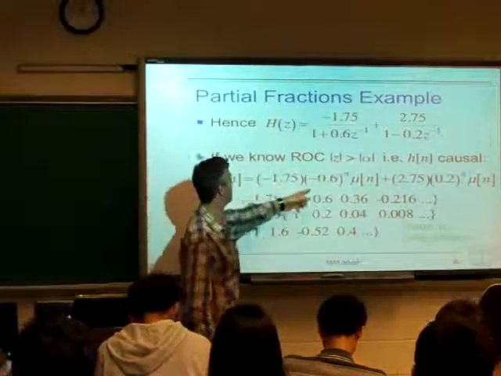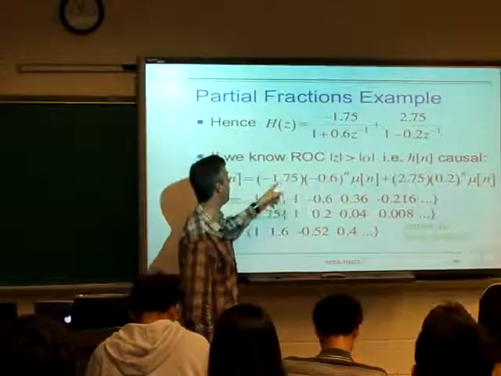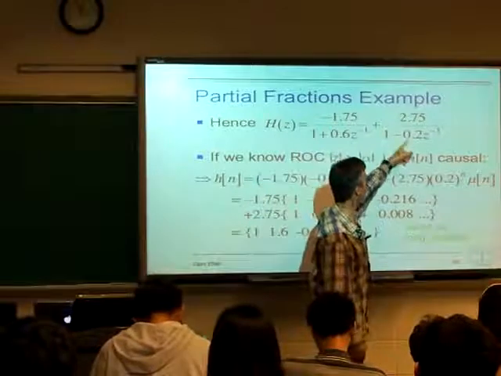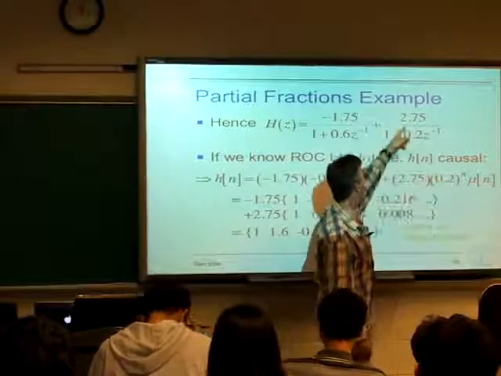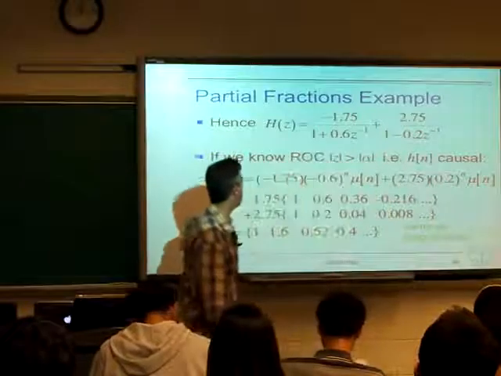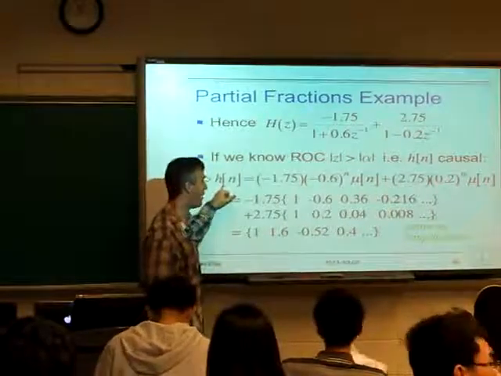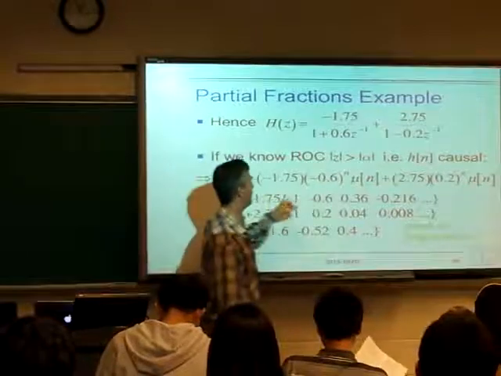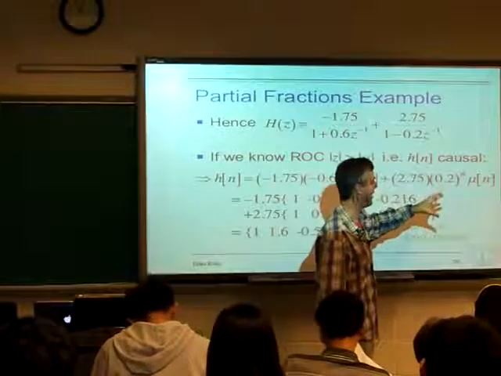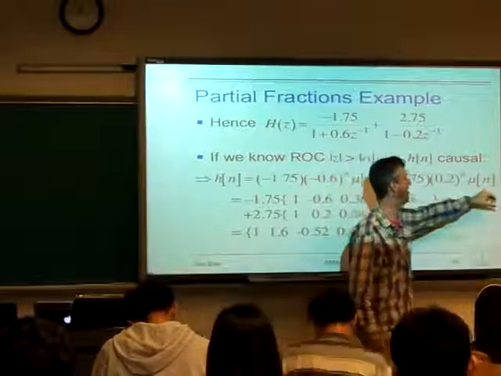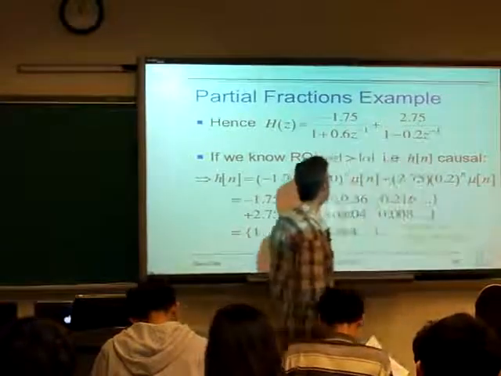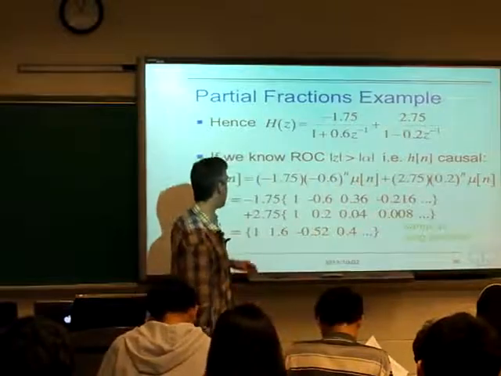So it's just lambda to the n, mu of n times the constant. And then this one similarly gives us lambda 2 to the n. The constant is 2.75 times mu of n. So this is our now closed form expression for h of n, which assumes that h was 0 for n less than 0. But now we can work that out.